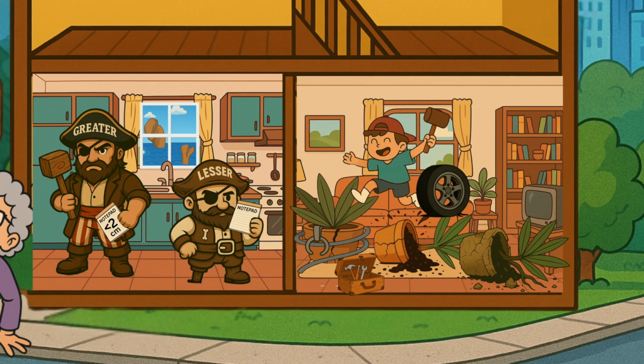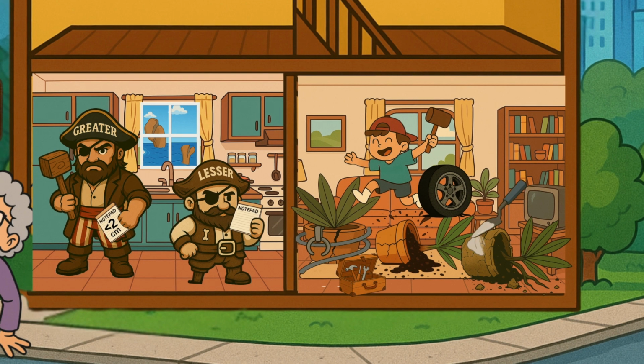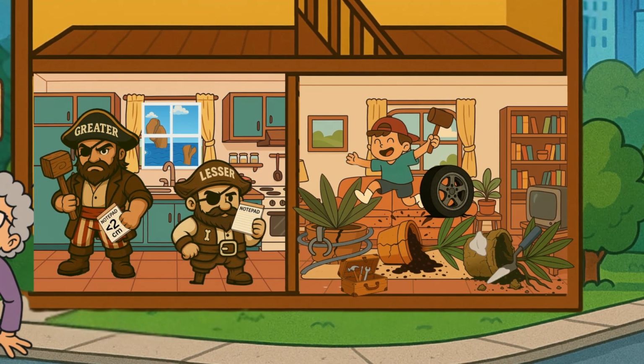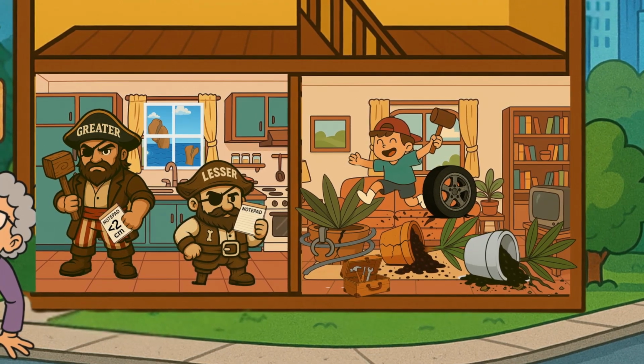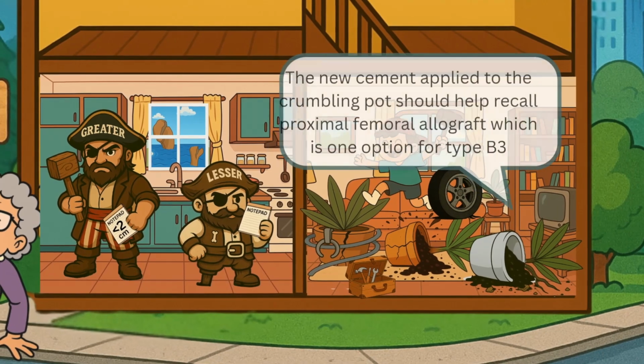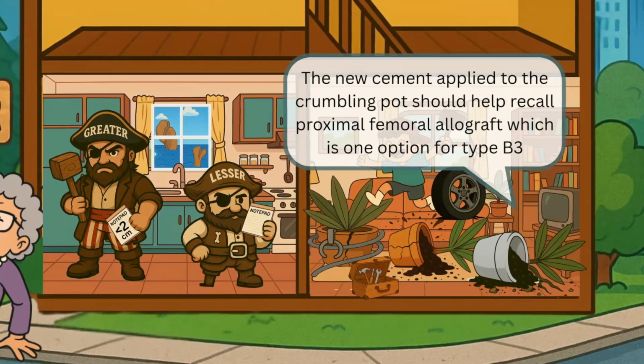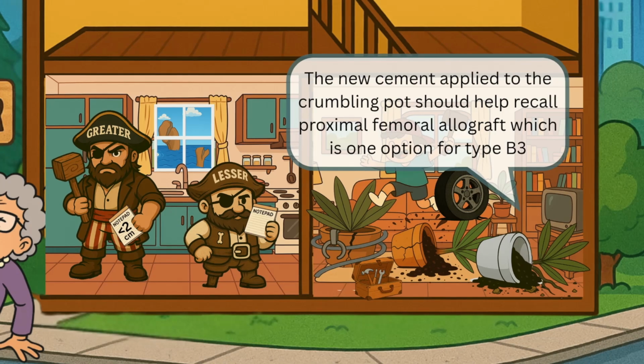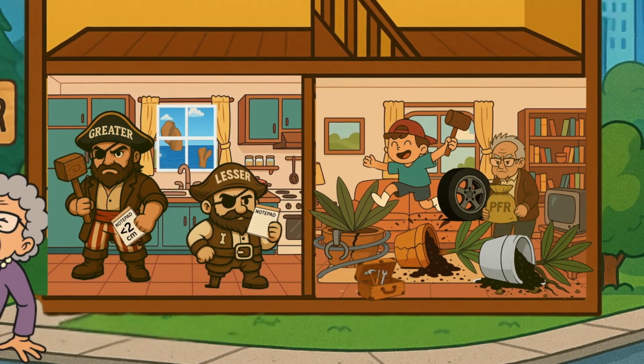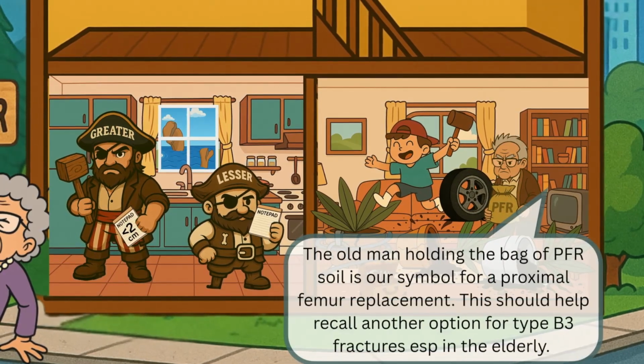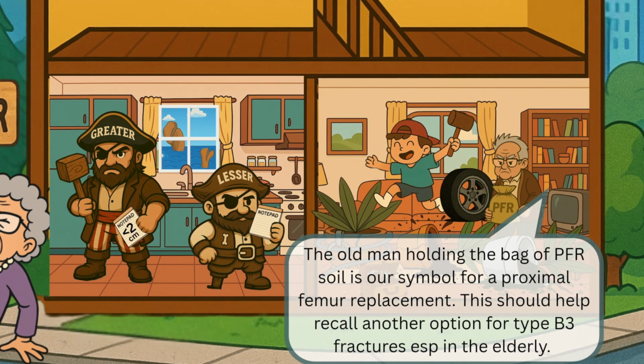As we take a look at our Vancouver B3 pot, recall this pot has poor surrounding bone stock and a loose stem. One treatment option for Vancouver B3 fractures would be a femoral component revision with proximal femoral allograft, also known as allograft prosthetic composite. This is represented by the new cement applied around the crumbling pot. Another treatment option for our Vancouver B3 fractures would be a proximal femur replacement, which should be considered in more low-demand elderly patients and represented by our elderly man holding a PFR bag of soil.